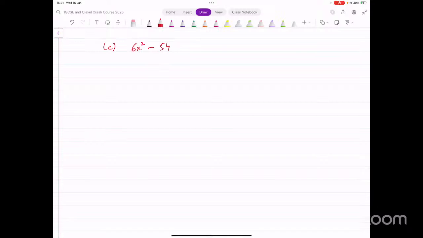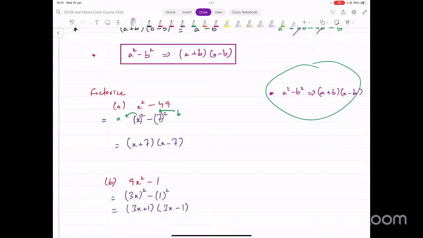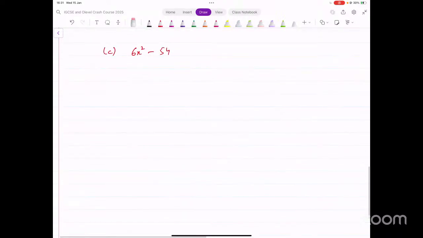Now, how do you factorize this? 6x squared minus 54. You have to take common whatever you can, and then you can also think of using this identity if that works. Okay, so how do we think about this? First of all, can we take anything common? 6 and 54, we can take 6 common outside. What are we left with inside? x squared minus 54 divided by 6. 54 divided by 6 is 9, right? So now we've got 6 into x squared minus 9.